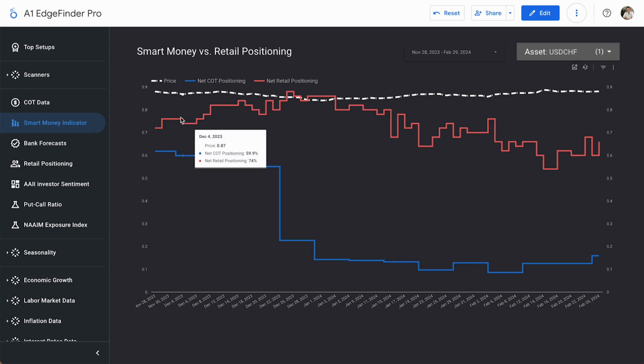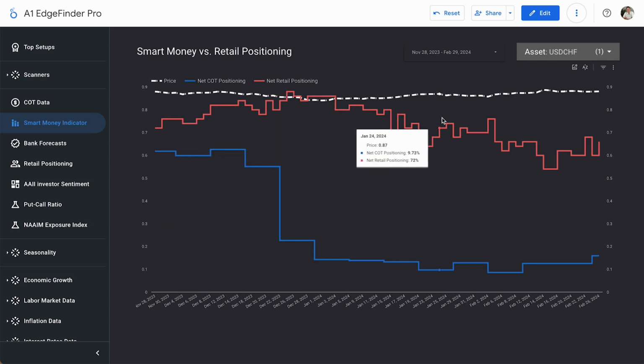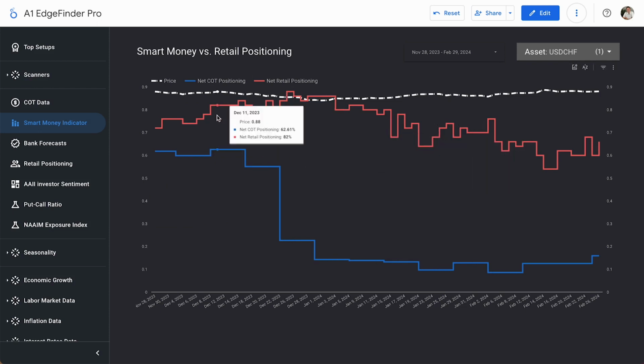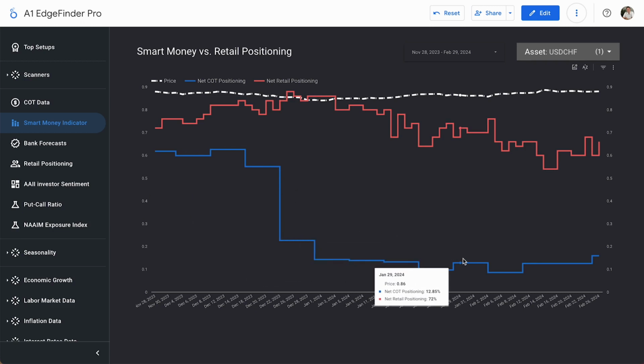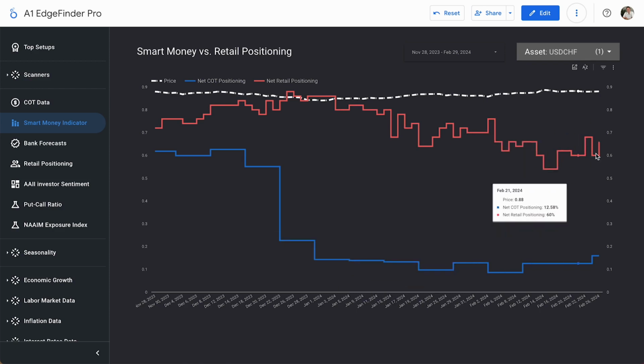So retail has been bullish and stayed bullish this entire time. COT is also bullish, but they were much more bullish back in December. By the time the new year was coming around, they lost pretty much all of their bullish momentum. And yes, they are still technically bullish on the asset, but they are way down here compared to retail, which is up here. So long term, it seems like COT data and retail both agree about being bullish on USD CHF. However, retail is much more confident than COT is, which is probably not a good sign.